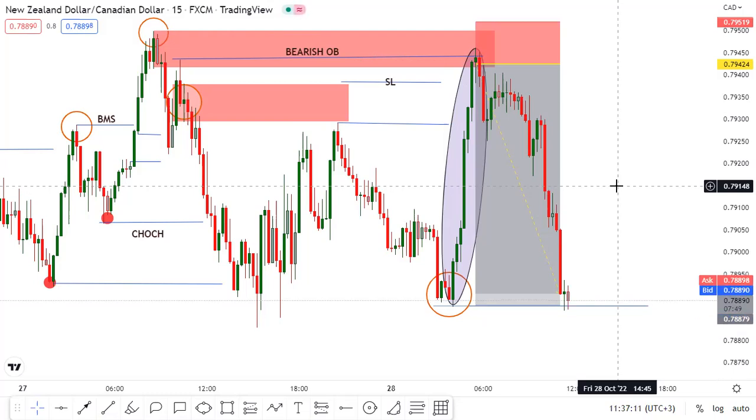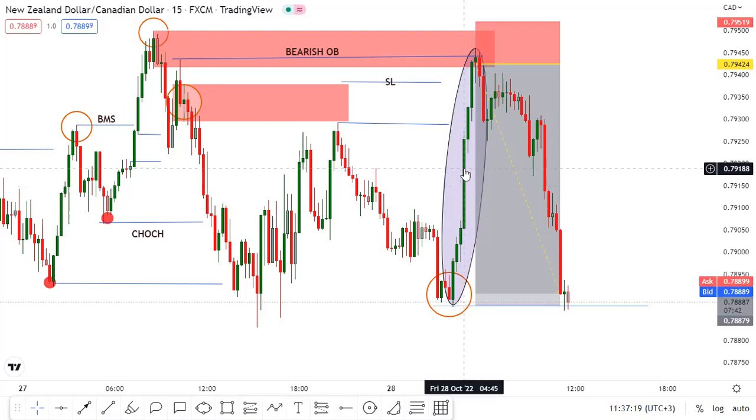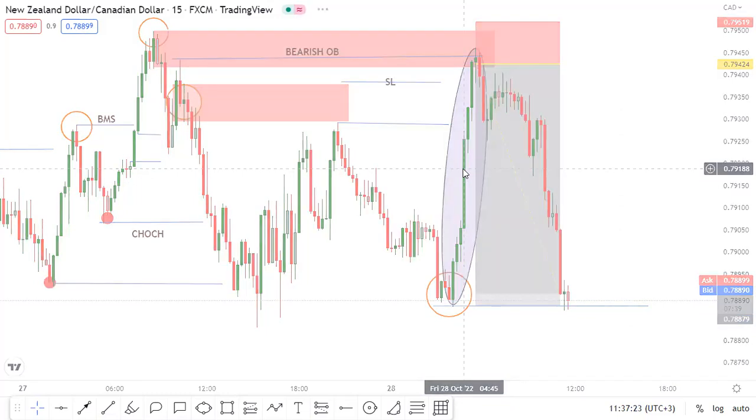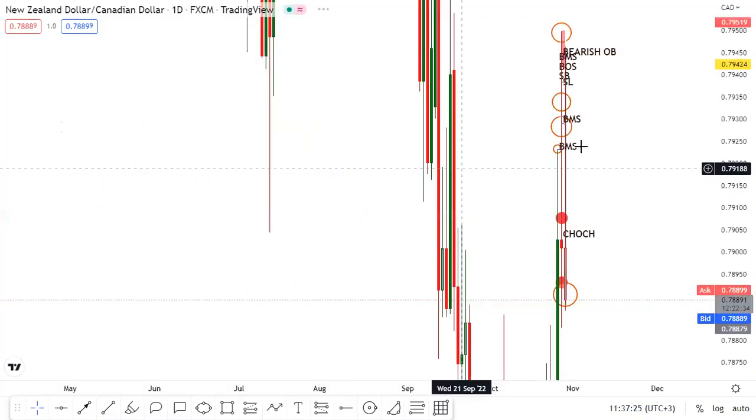That's a very good type of analysis. You have to analyze the market from the higher time frame to the lower time frame for you to know that you're in a good position. That's how we analyze the market easily.